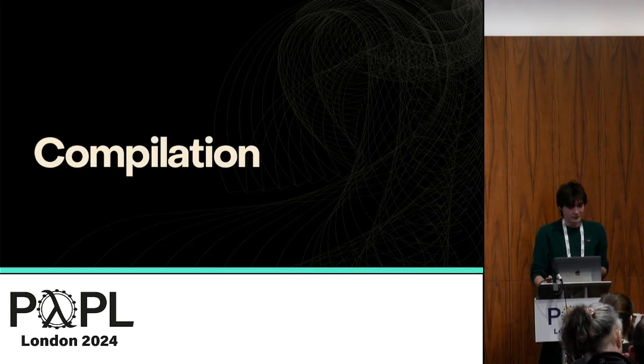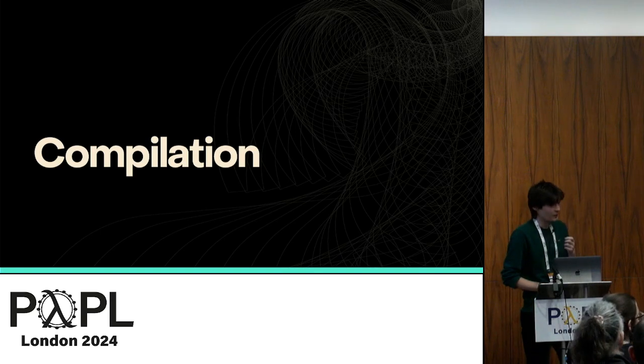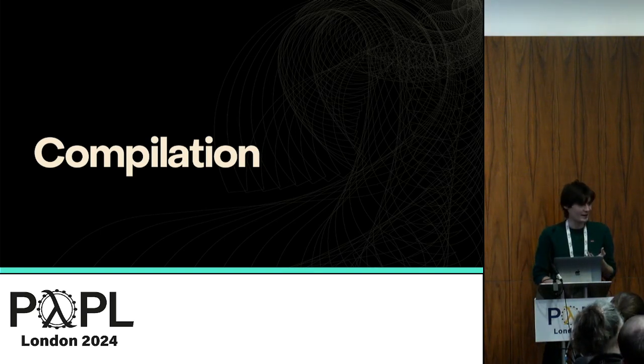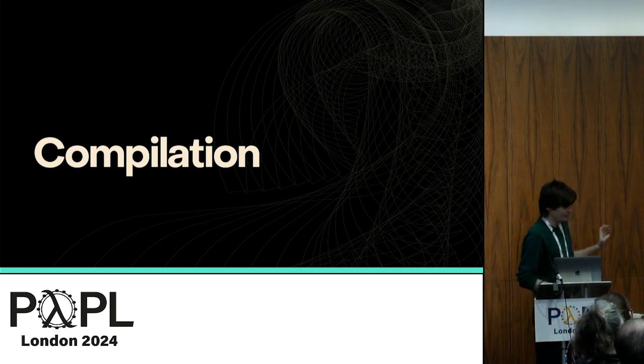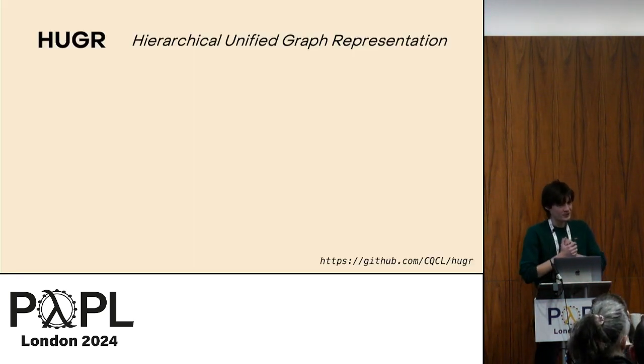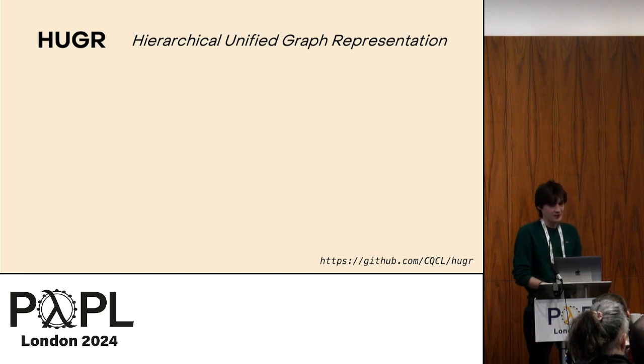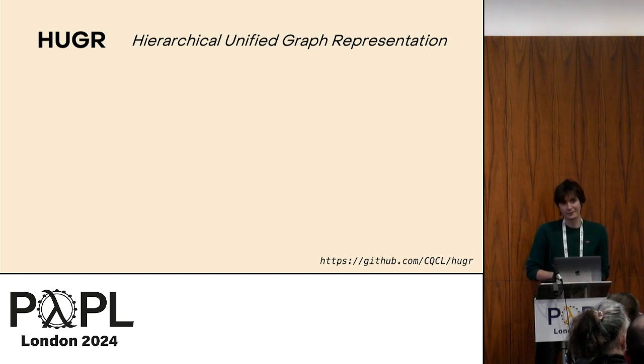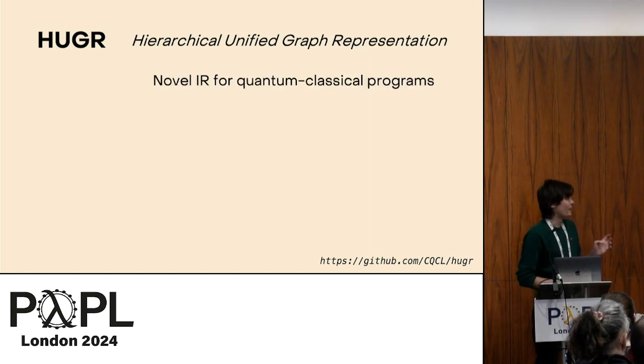And then finally, I want to talk a bit about what's going on behind the scenes, how we actually compile Guppy. Namely, Guppy is compiled to a new intermediate representation called Hugger, which stands for hierarchical unified graph representation. It's sort of a sister project to Guppy that's developed at Quantinuum, and it's a new IR for quantum-classical programs, for optimizing between these domains.